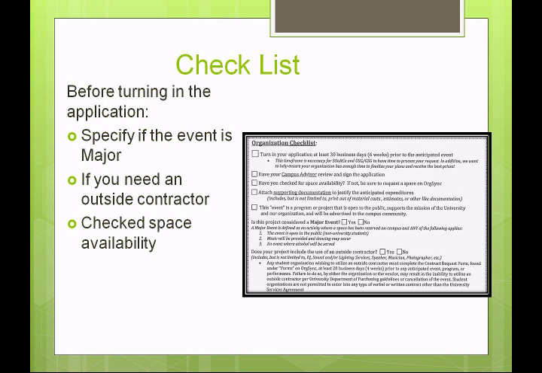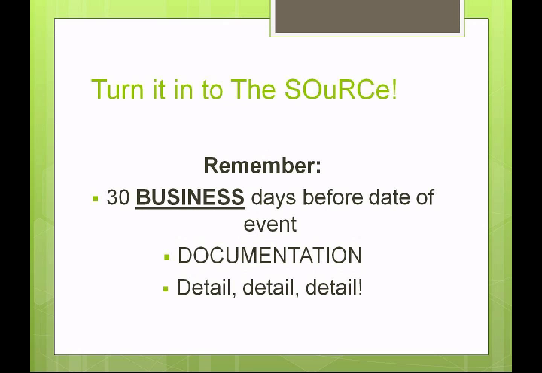Before turning in the application, specify if the event is a major event, if you need an outside contractor, and if there is available space. Once completed, bring it to the source. Remember that it needs to be submitted 30 business days before the date of the event. Make sure there is documentation attached and that everything is explained in great detail.